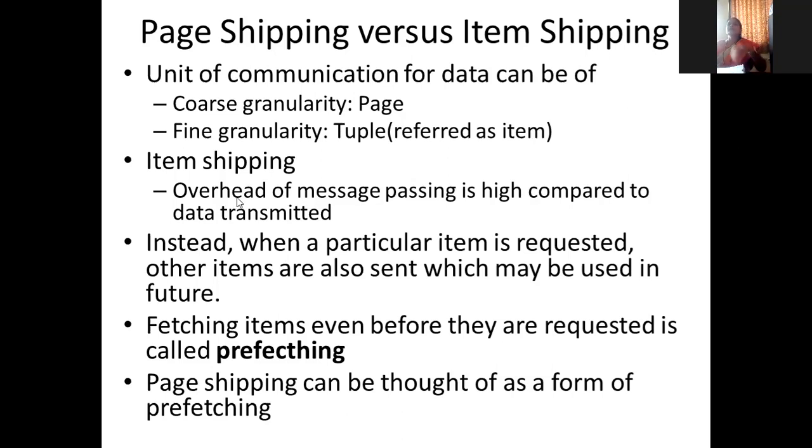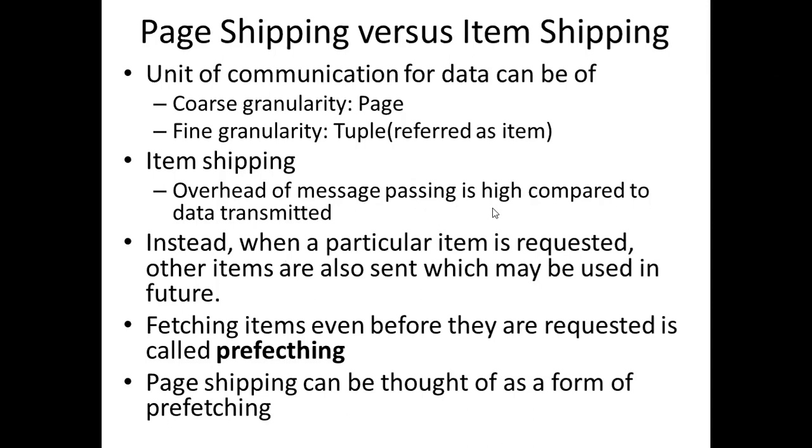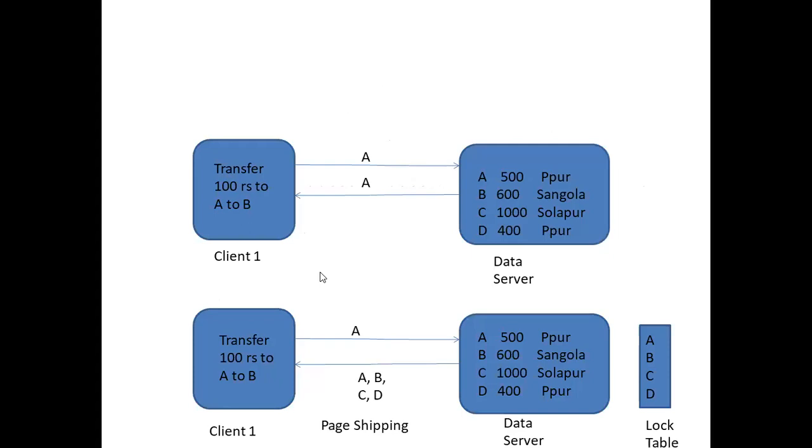Okay. So atom shipping, in atom shipping what happened? Overhead of message passing is high as compared to data transferred. See, atom shipping is where we are going to ship one record at a time. Now this has overhead of message passing high as compared to data transmit. So let me give one example. This is one side. So see here, this is an example.